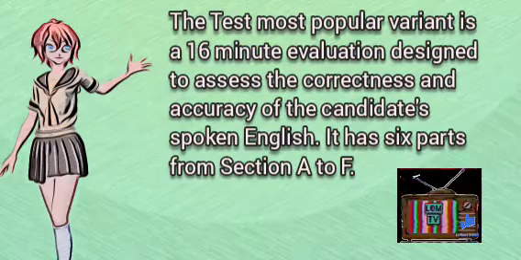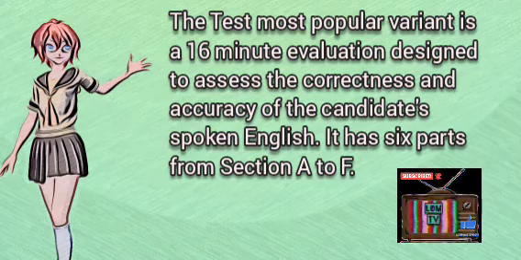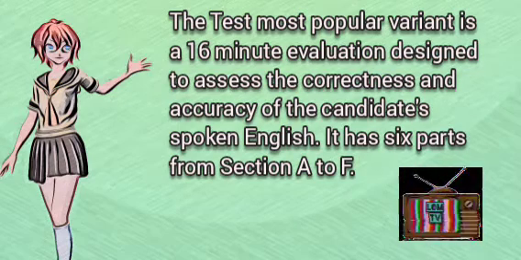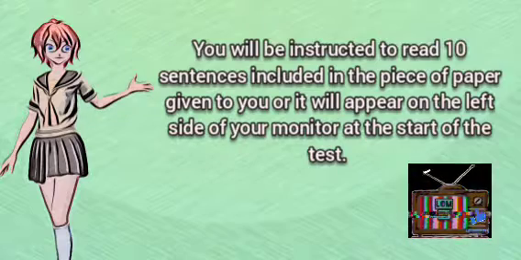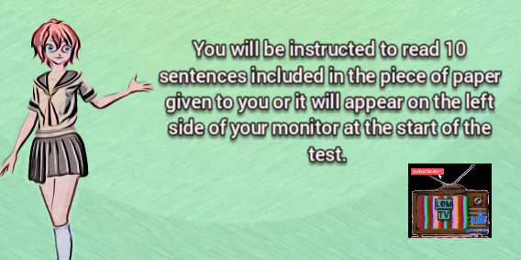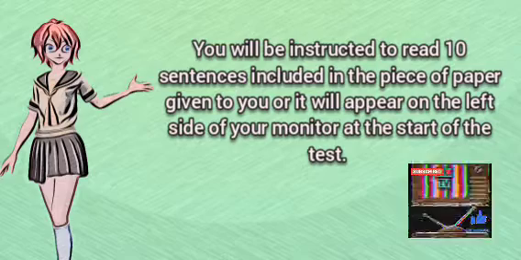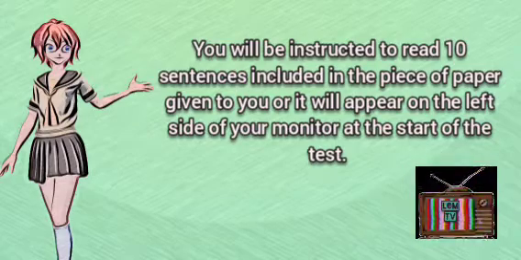The test's most popular variant is a 16-minute evaluation designed to assess the correctness and accuracy of the candidate's spoken English. It has 6 parts from Section A to F. Section A is reading. You will be instructed to read 10 sentences included in the piece of paper given to you, or it will appear on the left side of your monitor at the start of the test.